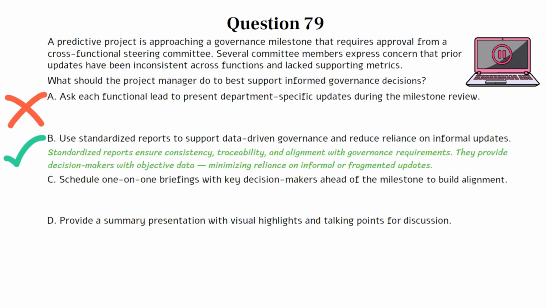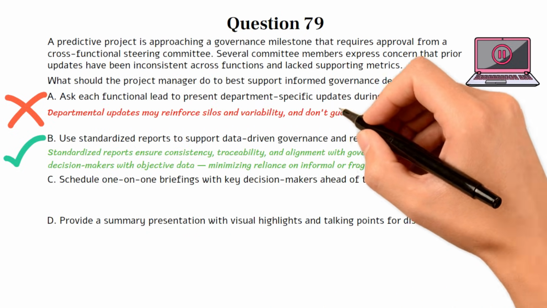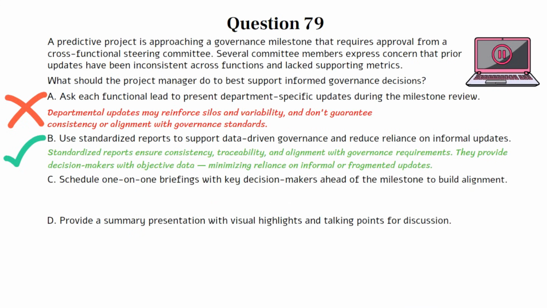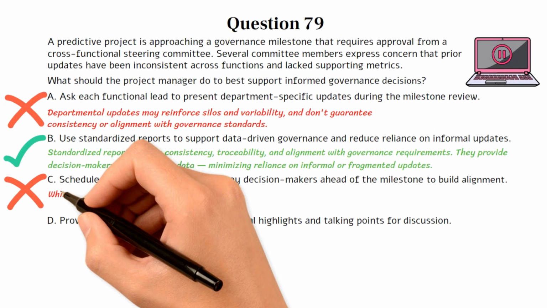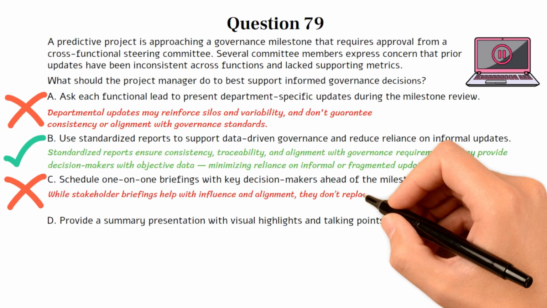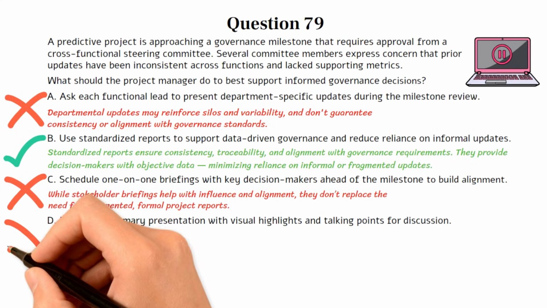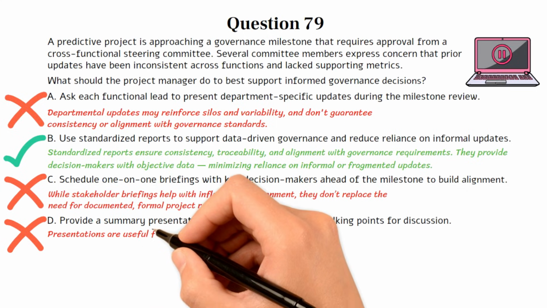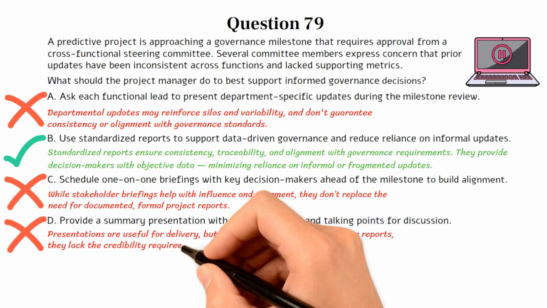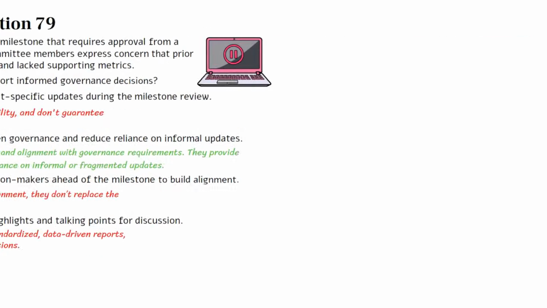Choice A is incorrect. Departmental updates may reinforce silos and variability and don't guarantee consistency or alignment with governance standards. Choice C is incorrect. While stakeholder briefings help with influence and alignment, they don't replace the need for documented, formal project reports. Choice D is incorrect. Presentations are useful for delivery, but without standardized data-driven reports, they lack the credibility required for governance decisions. Let's move on to the next question if you're ready.